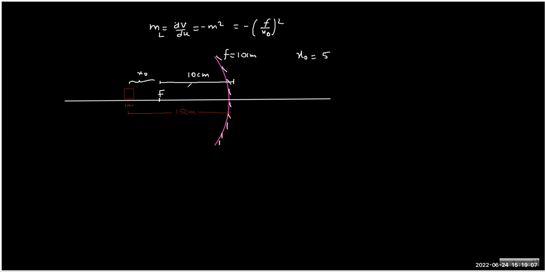x naught is always the distance from the focus, no? So we are done. What is the longitudinal magnification? Minus 10 by 5, the sign doesn't matter, so minus 4. Which means the entire body will stretch by 4 times. So if it is 1 mm, it will become 4 mm now below.